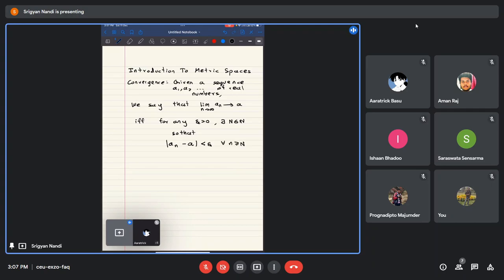So essentially, this definition is stating that once we have set how close we want our sequence to be to the limiting point, we can find a point in the sequence after which all the elements are that close to the limiting point that we want it to converge to.